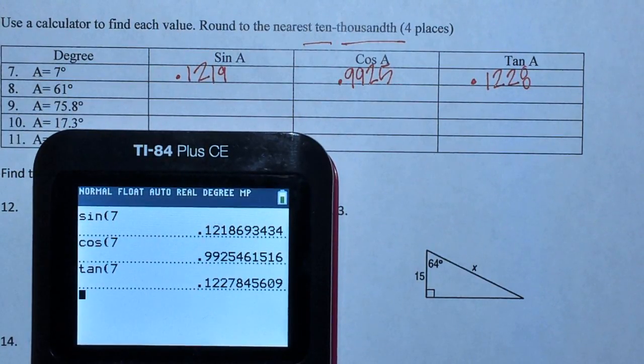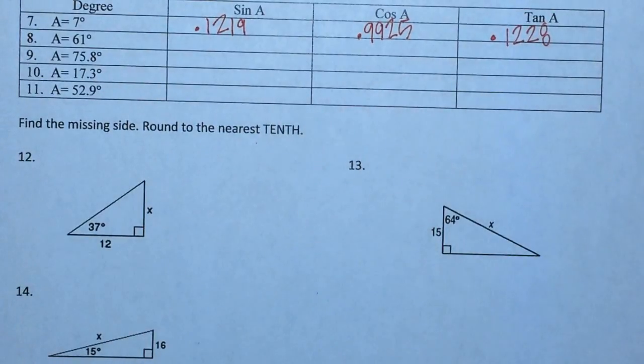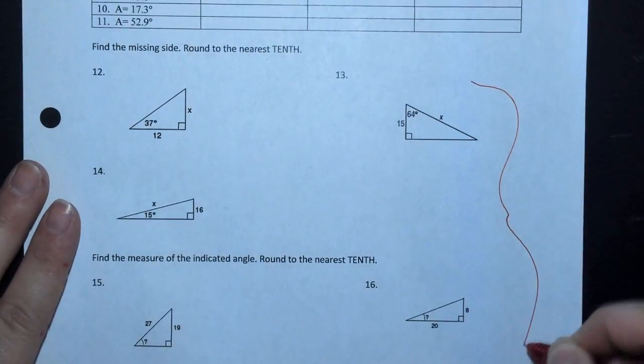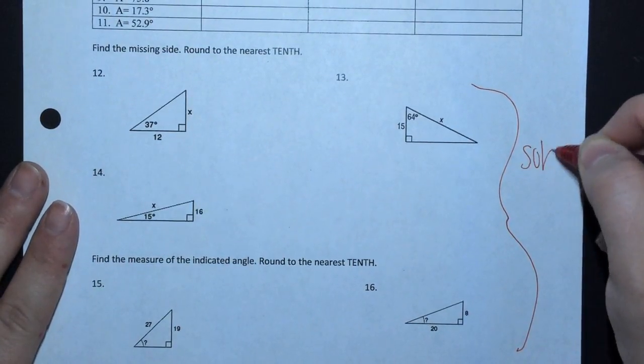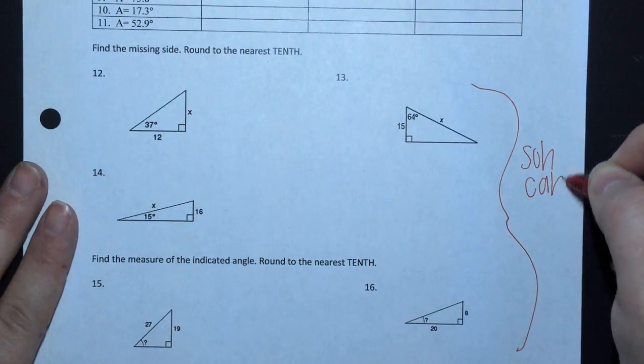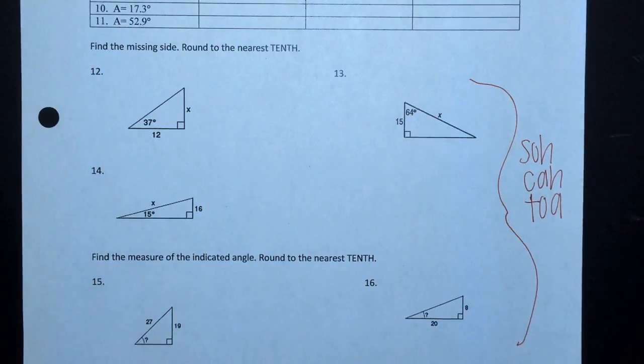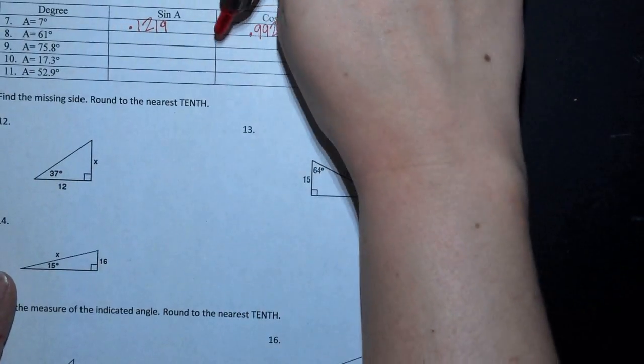Alright, I'm not going to finish this one out either. I want to get to the hard ones. Okay, 12 through 16. This whole section right here. You're using SOHCAHTOA. How do I know I'm using SOHCAHTOA right here? Because they're right angles. Yep, right angles. So I'm just going to do one of each with you.